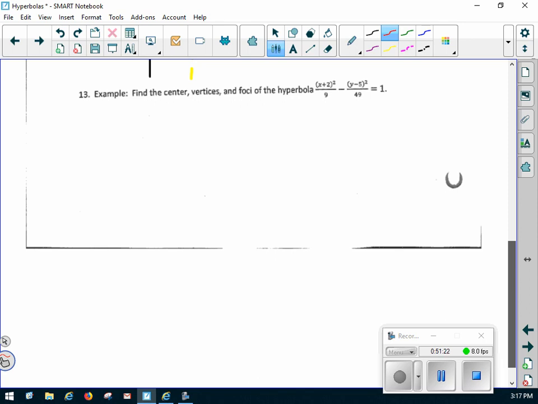Okay, here we go. Last question. Find the center, the vertices, and the foci of this hyperbola. What's easy to find? What's the center? How do I know this equation's not an ellipse other than the fact that I told you it was a hyperbola? Yeah, it's because that's a minus. If that had been a plus, that would be an ellipse. A is 3. And B is 7.